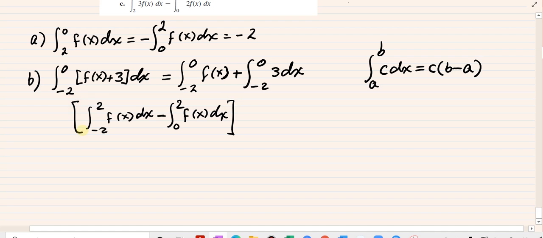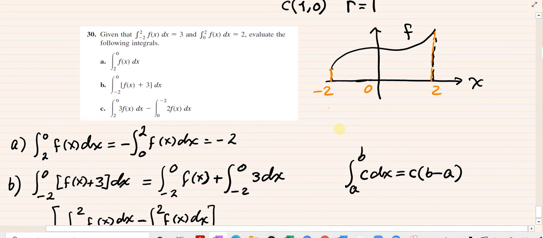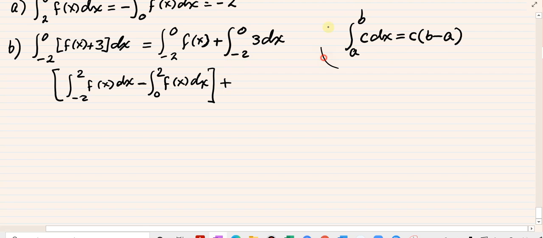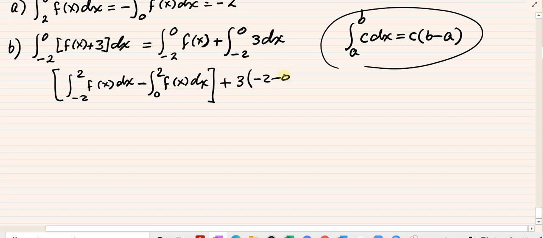Again, on the graph, it would be like doing this. This is the area from -2 to 2. And then we are given the area from 0 to 2. So if I subtract 0 to 2, I'm going to end up with the area that I want here, right? So that's what I'm doing. And for the latter part here, I'm just going to use the formula we have. It's going to be the constant times the length, which is b minus a, right?